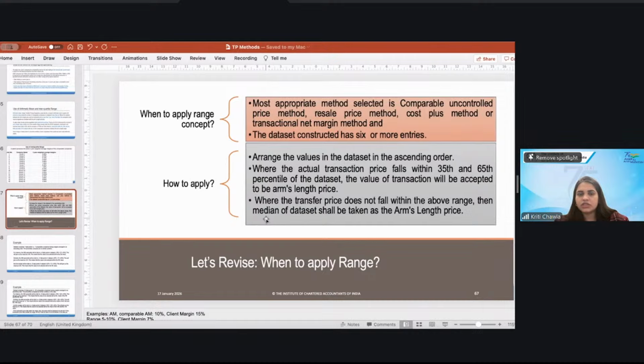Just take a minute and read through this. Does it make sense? I will tell you how to apply the range concept in just a while. So just take a minute and read through this.